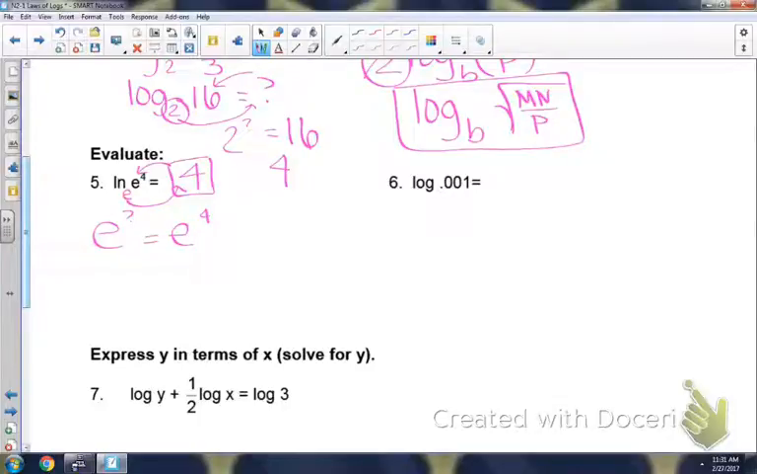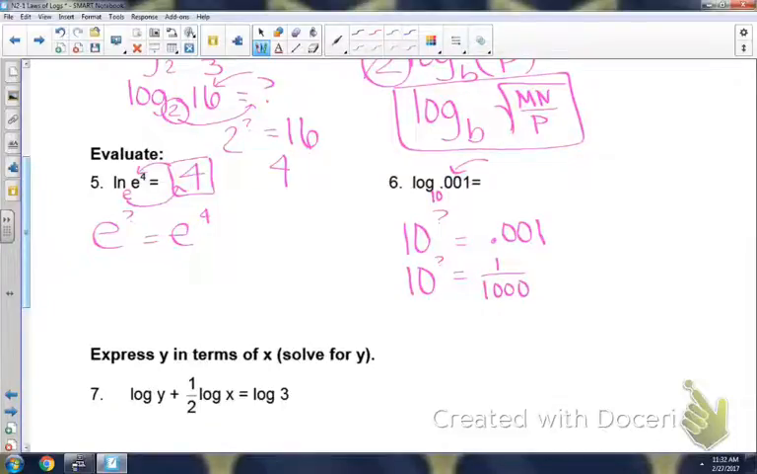Okay, so then the next one, we have a log without a base. That's a common log. We know the base is 10. To what power is going to give me 0.001? I want you to change that to a fraction there. So 0.001, that's in the thousandths place, which would be 1 over 1,000.